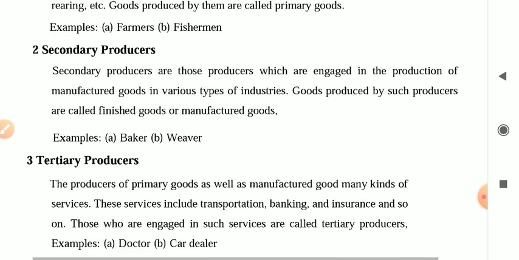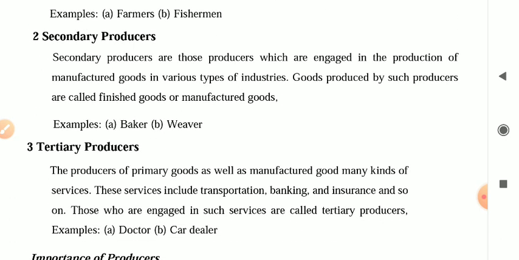Okay student, the second one is secondary producer. Secondary producers are those producers who are engaged in the production or manufacturing of goods in various types of industries. Goods produced by such producers are called finished goods or manufactured goods, like baker, like weaver. All these are secondary producers. They use the raw material from the primary producer and then convert it into finished goods, or they convert the intermediate goods into finished goods. That's why they are known as secondary producers.